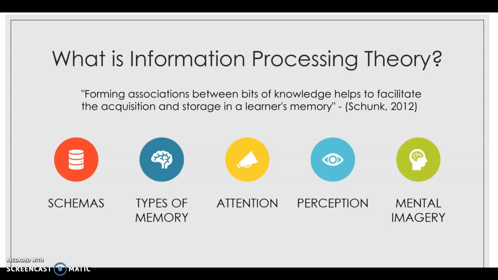Next, there is perception. Perception requires the attachment of meaning to information received through the senses. Lastly is mental imagery, which encompasses the representation of spatial knowledge attached to words or phrases.